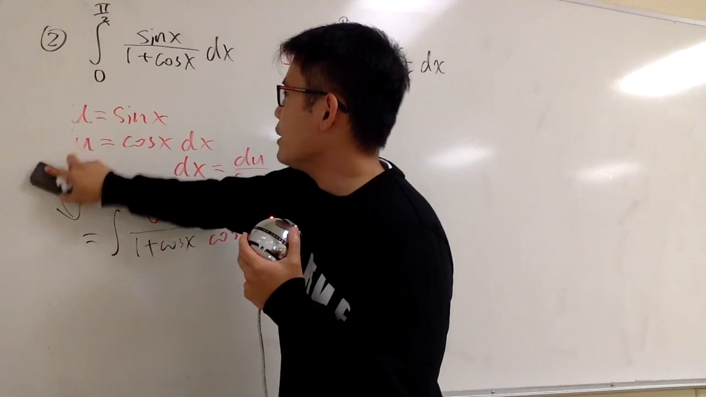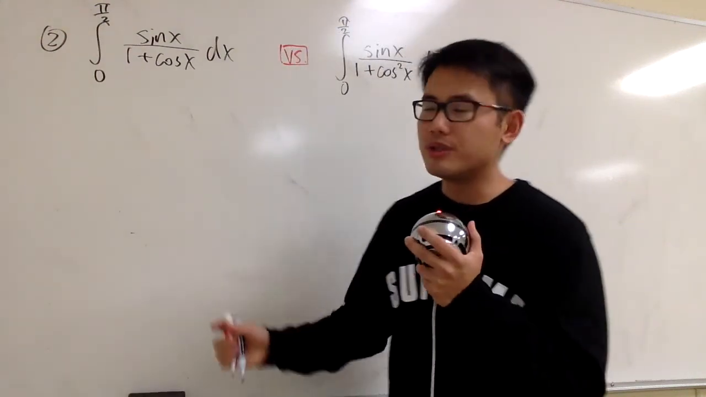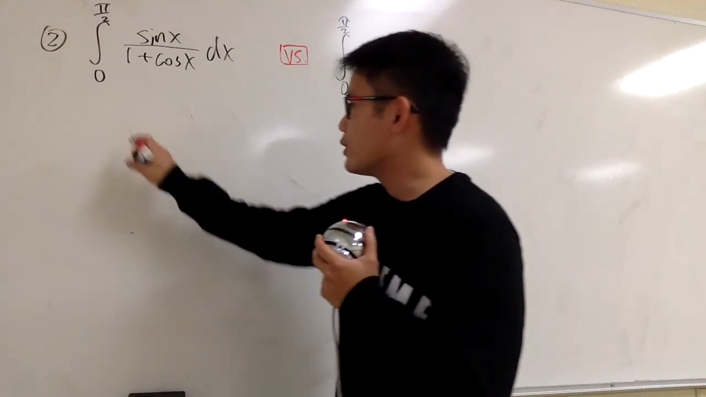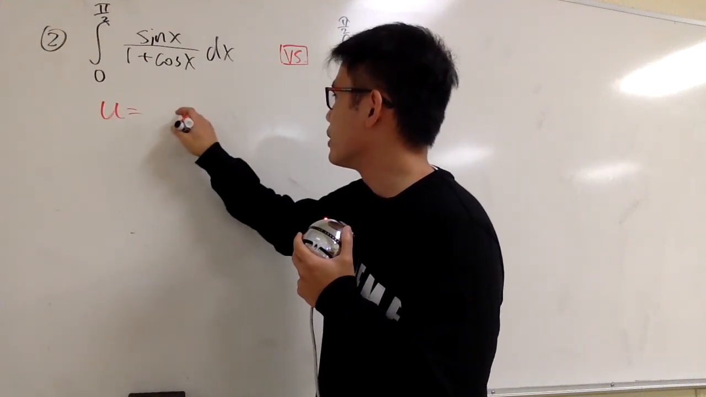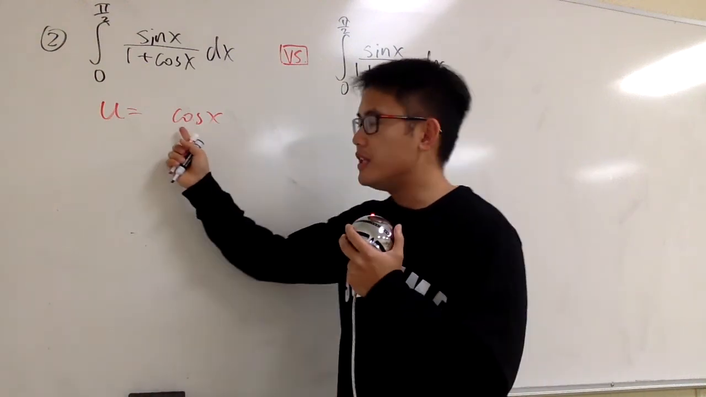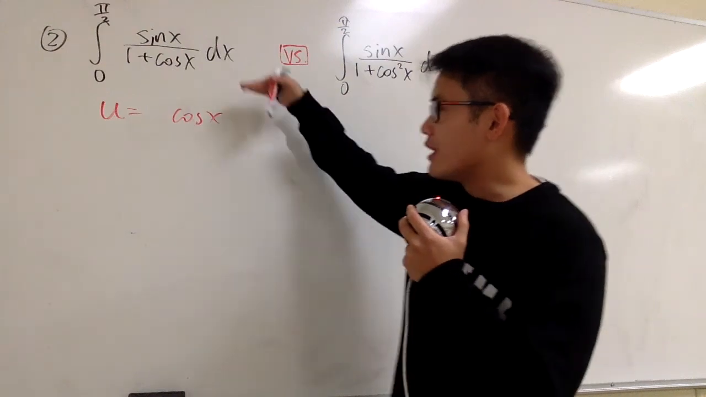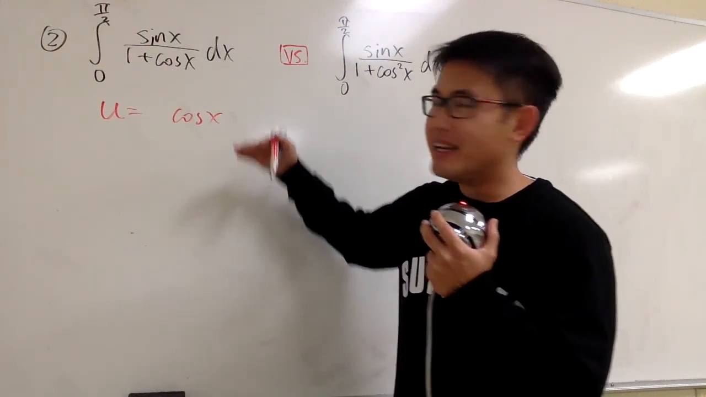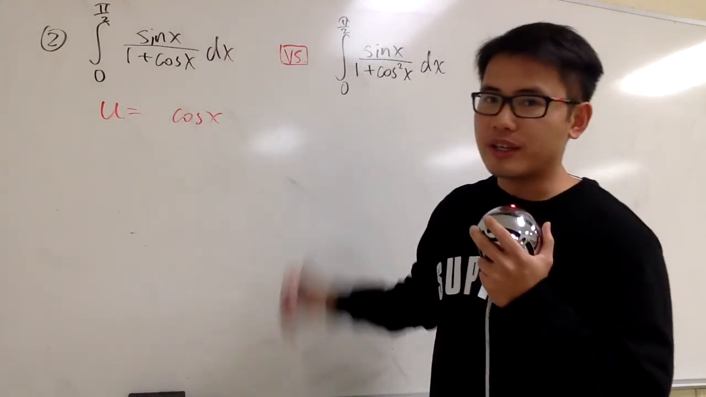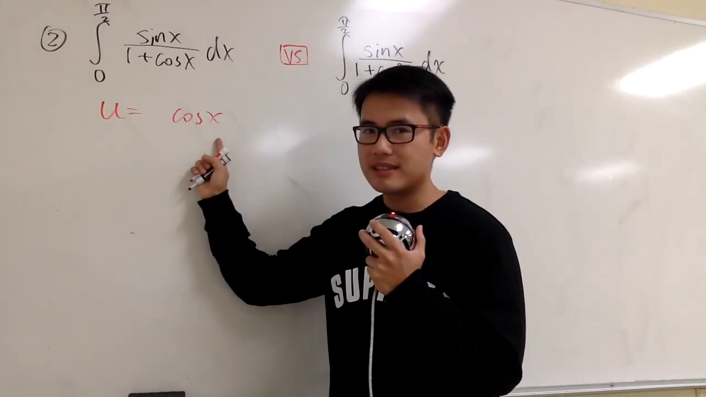And now let's see what else can we do for the u. This time, let's let u equals to cosine x. So I would like to write that down. U is equal to cosine x. And when I do that, I know the derivative of cosine x is negative sine x. And when I divide it by negative sine x, this sine x and that sine x will cancel each other out. But then, I'm not going to just let u is equal to cosine x.